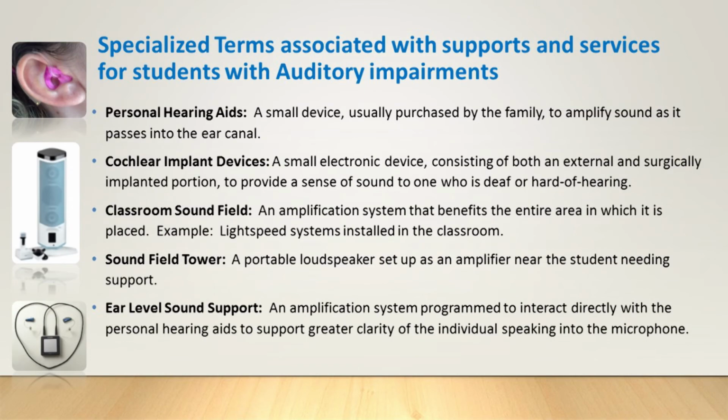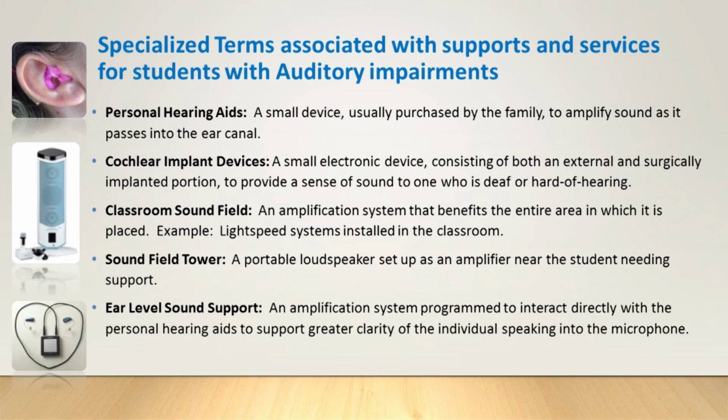Vocabulary associated with some of the supports and accommodations includes the term personal hearing aids. These are small devices usually purchased by the family to amplify sound as it passes into the ear canal. Cochlear implant devices are small electronic devices consisting of both an external and surgically implanted portion that provide a sense of sound to one who is deaf or hard of hearing.